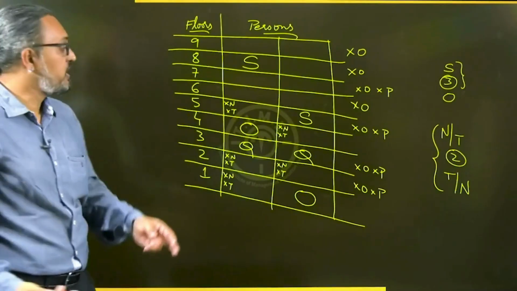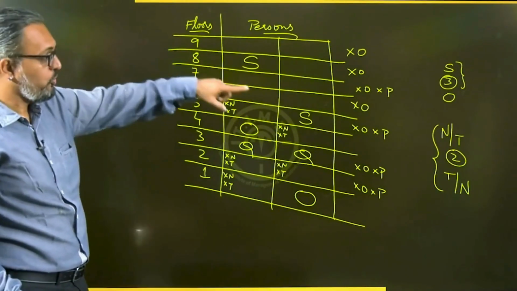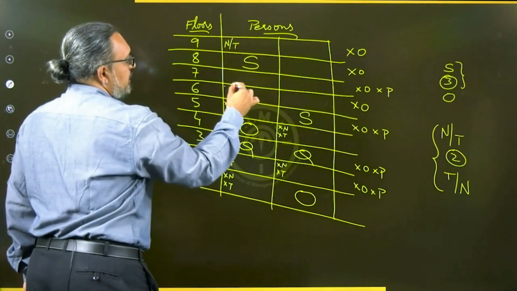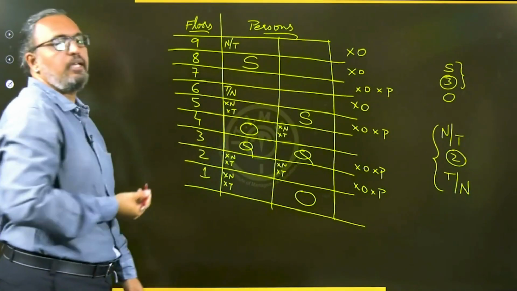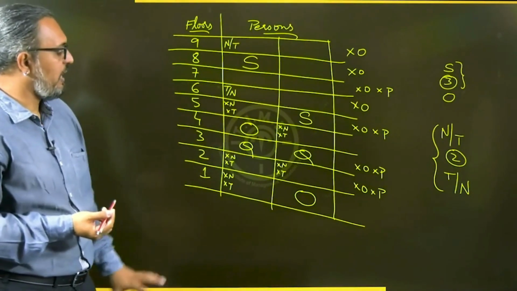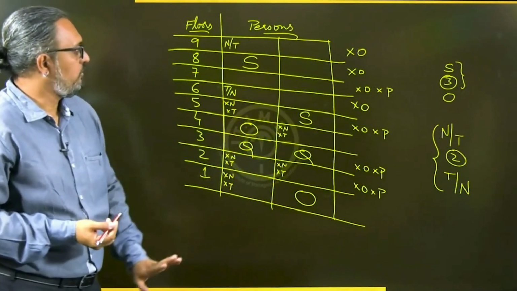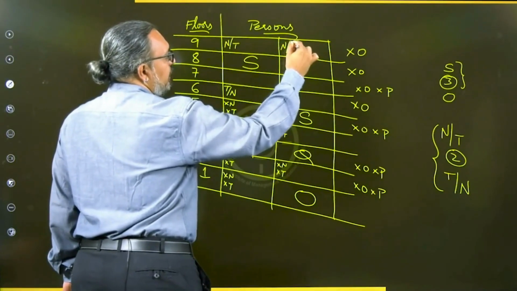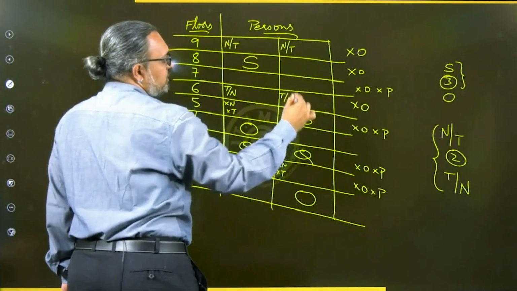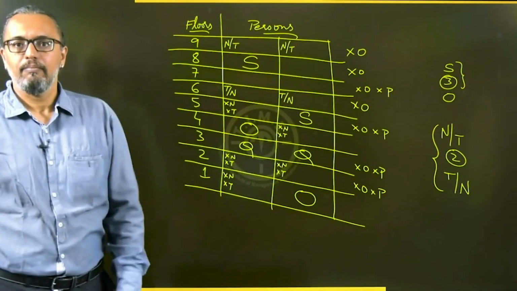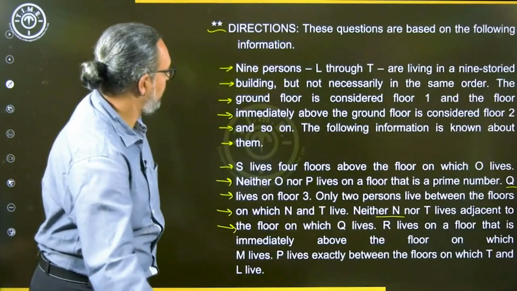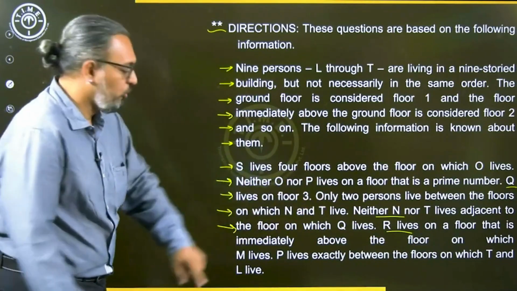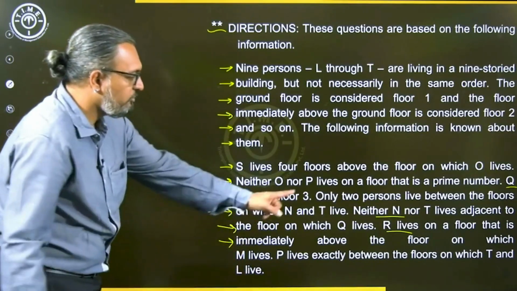Now, what is the only possibility? 8 and 7 are going to be those 2 floors between, and you can have N or T on the 9th, T or N on the 6th. That's the only possibility. Now, in a similar manner, 2nd and 4th are not possible. So, here also you get the same floors, 9th and 6th, such that 2 persons are there between N and T. Correct? Okay.